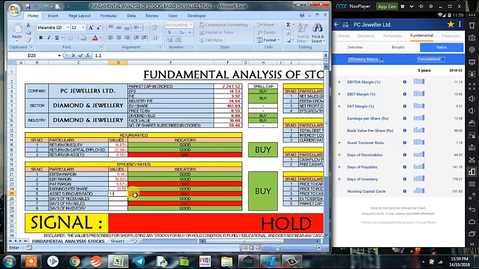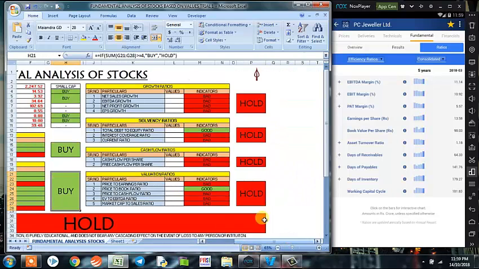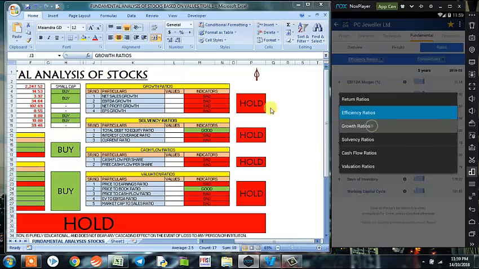Asset turnover ratio is 1.18, which is good. Days of receivables is 64.33. Days of payable is 141.76, and days of inventory is 179.27. Now we could see here efficiency ratio has also given us a signal to buy the stock at this point of time. Now coming on to the growth ratio, under the drop down menu we select the growth ratio.